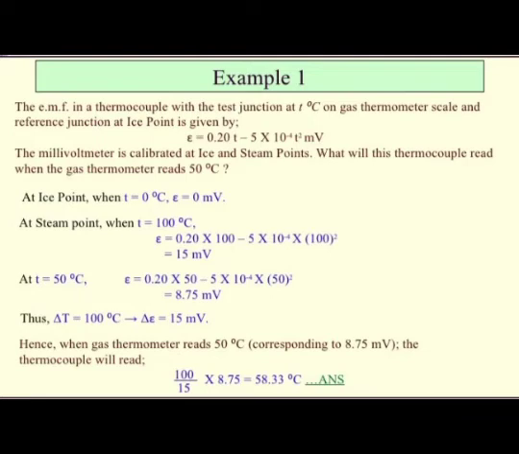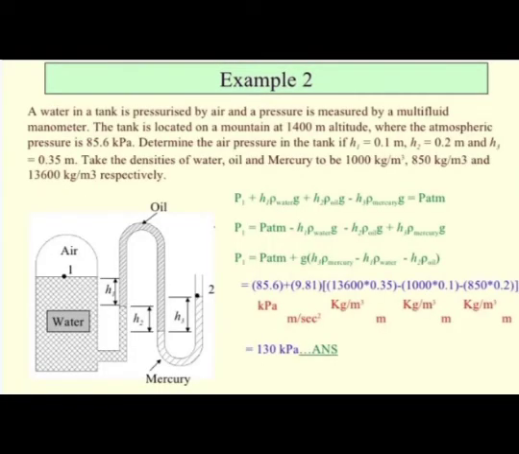At T is equal to 50 degrees Celsius, E is equal to 0.20 times 50 minus 5 times 10 raised to negative 4 times 50 squared is equal to 8.75 mV. Thus, T is equal to 100 degrees Celsius corresponds to E is equal to 15 mV. Hence, when the gas thermometer reads 50 degrees Celsius corresponding to 8.75 mV, the thermocouple will read 100 over 15 times 8.75 is equal to 58.33 degrees Celsius. That is the answer. So here is another example.